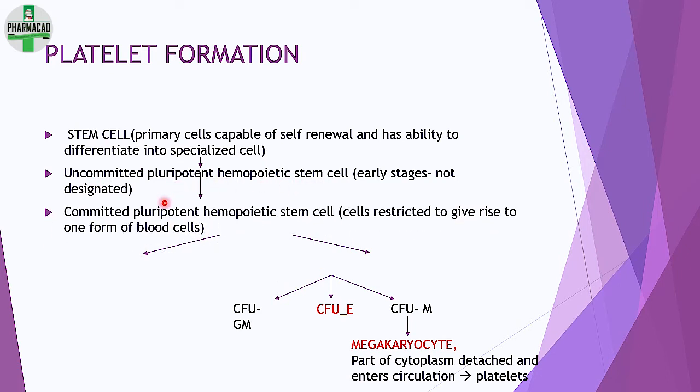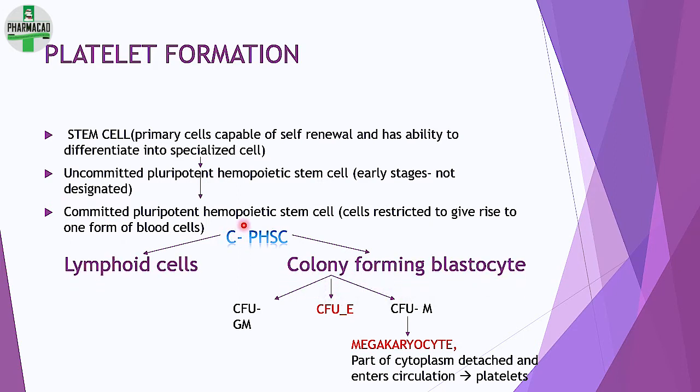Then they finally commit, saying okay, I will become a certain type of blood cell. So they are called the committed, pluripotent, hemopoietic stem cell, cells restricted to give rise to one form of blood cell. It has two options: either to become a lymphoid cell or a colony forming blastocyte. After being a colony forming blastocyte, it again has three options: either CFU-GM, CFU-E or CFU-M.